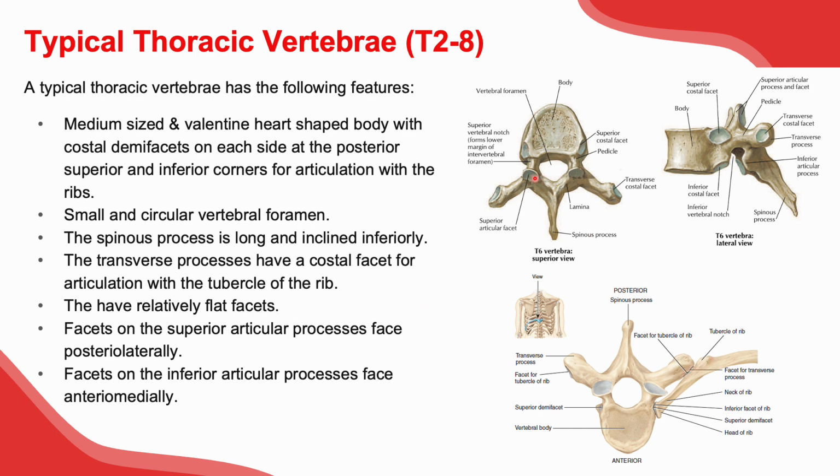The facets of the thoracic vertebra are relatively flat as well. The facets on the superior articular process face posterior-laterally, which means they face back and away from the midline. So back and right in this case, back and left in this case. And then the facets on the inferior articular process, which are right here, face anterior-medially, so in front and towards the midline. In front and toward the midline.